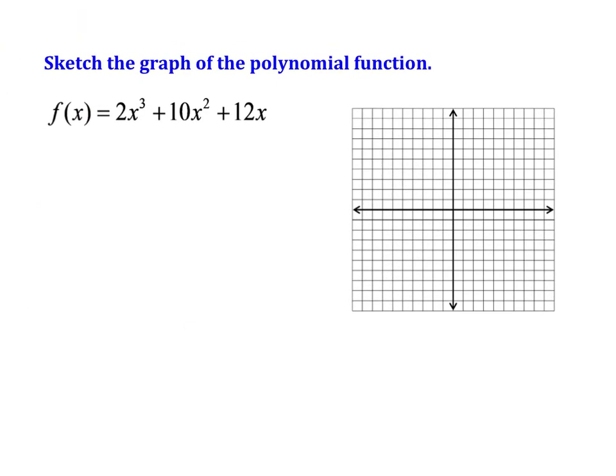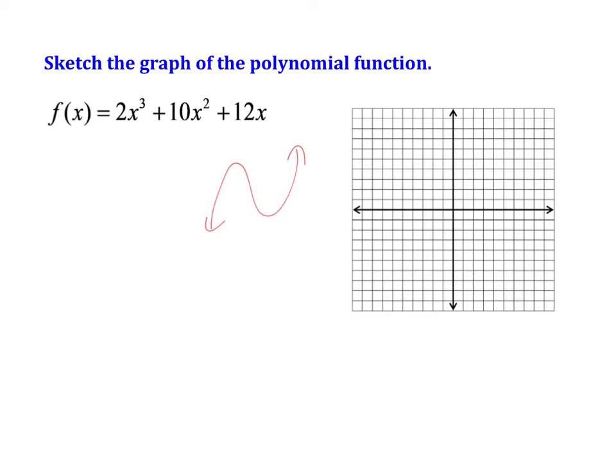We want to sketch the graph of this polynomial function. All right. First, leading coefficient. This thing is positive 2, and it's an odd degree. So it's a positive 2 with an odd degree. It's going to look something like that. Positive meaning the right arrow points up. Odd meaning the arrows do separate things.